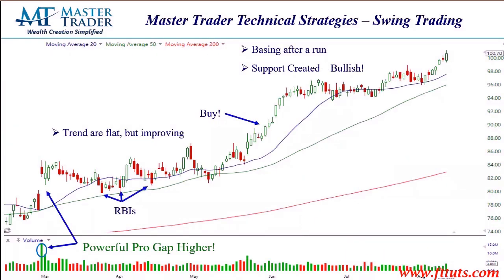Okay, so different example here. These moving averages should be jumping out at you, saying, look at the distance between the 20 and the 50 to the 200. Over here, notice the volume, a pro gap up. It gapped above the high of a red bar on big volume, and then it began a consolidation, did move down into the unfilled gap, and then we see these RBIs, red bars being ignored.